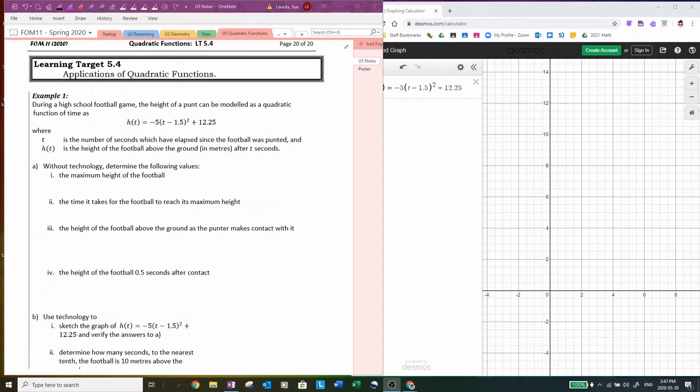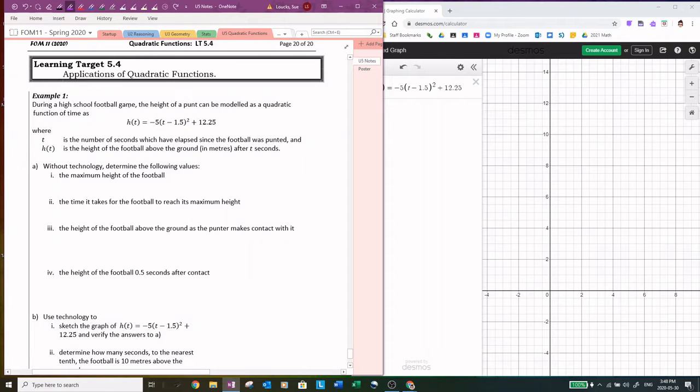During a high school football game, the height of a punt can be modeled as a quadratic function of time as h of t equals -5 times (t minus 1.5) all squared plus 12.25, where t is the number of seconds which have elapsed since the football was punted, and h of t is the height of the football after t seconds.